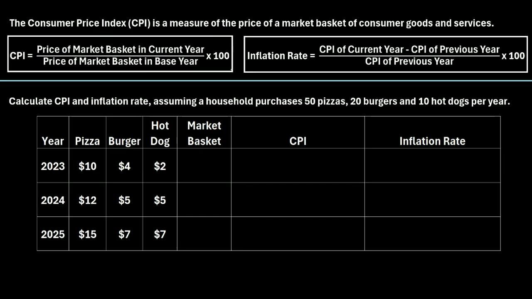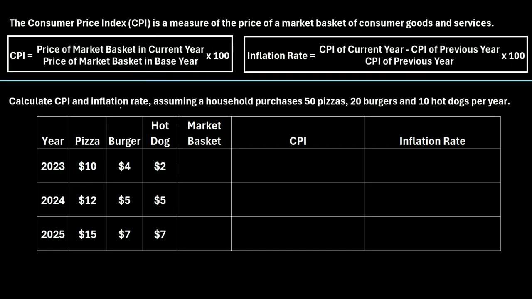And once we know the CPI, we can then use it to calculate the inflation rate, which is calculated as the CPI of the current year minus the CPI from the previous year divided by the CPI from the previous year multiplied by 100. So let's check out an example of how to actually calculate these values.